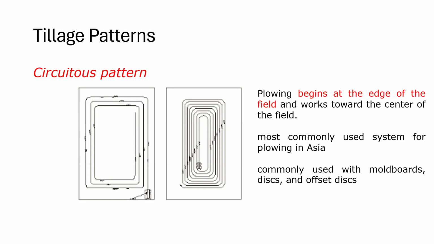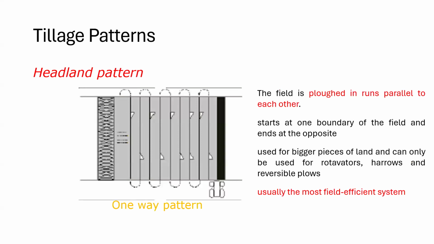Then another type of tillage pattern, we have the headland pattern, subtype one-way pattern. So, ang headland pattern, one-way pattern, ganito yung kanyang direction. The field is plowed in runs parallel to each other. So, nag-start sa isang edge, then ganon, parallel lines that run to each other. It starts at one boundary of the field and ends at the opposite.